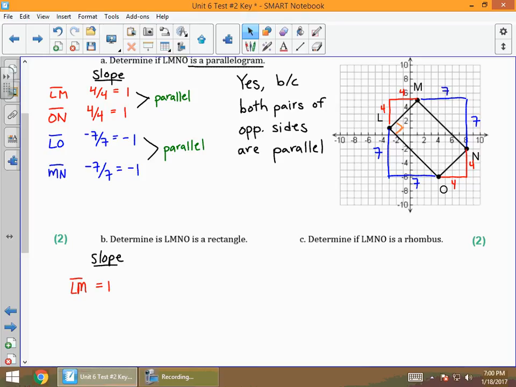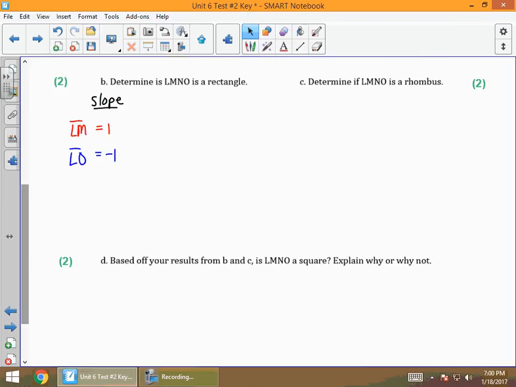So I'm looking at segment LM and I'm looking at segment LO. And segment LO, you'll see up there, it was in blue. LO had a slope of -1. Well, here's what's great about the ones. As I compare these two slopes, are they opposite? Yeah, one is positive and one is negative. Are they reciprocals? Well, 1/1 has a reciprocal of still 1/1. So these are opposite reciprocals.